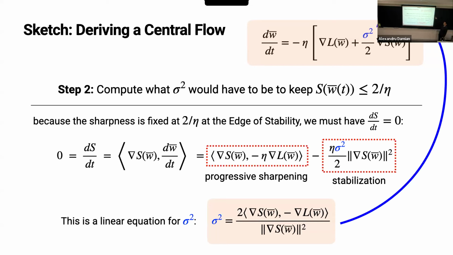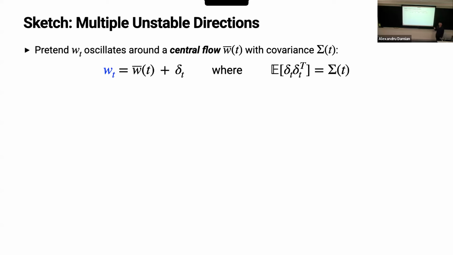And then you plug it back into our ansatz for W bar, and this gives you the gradient descent central flow. This is just a differential equation that you can now simulate. Any questions about the derivation? Great.